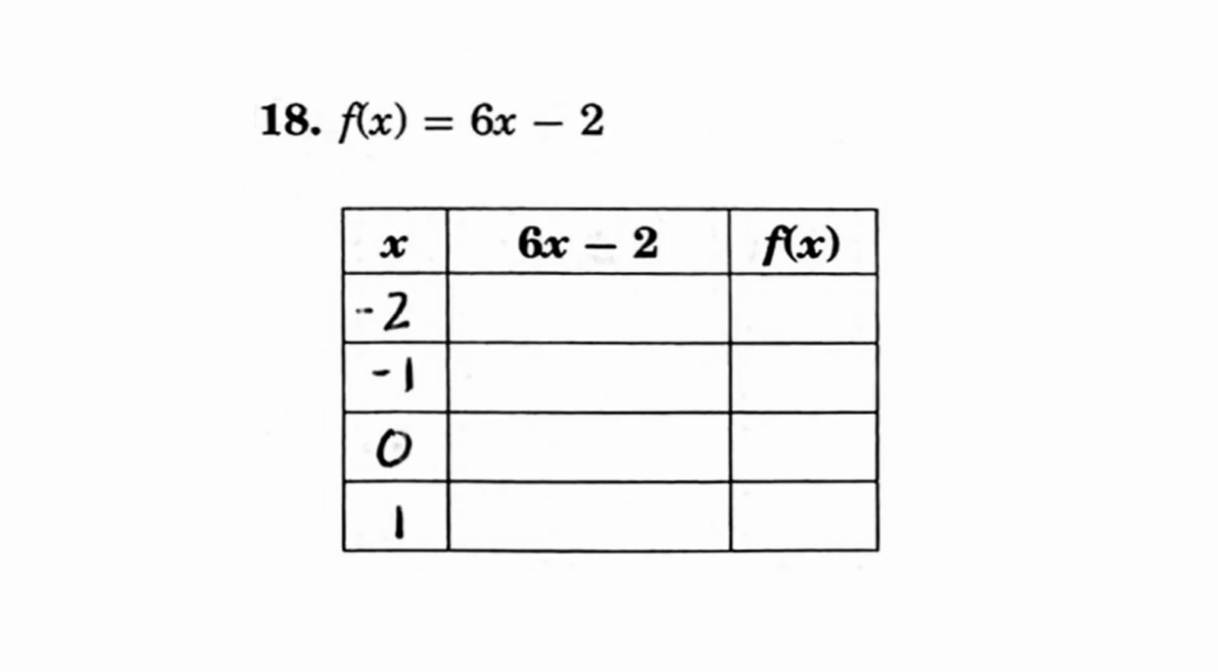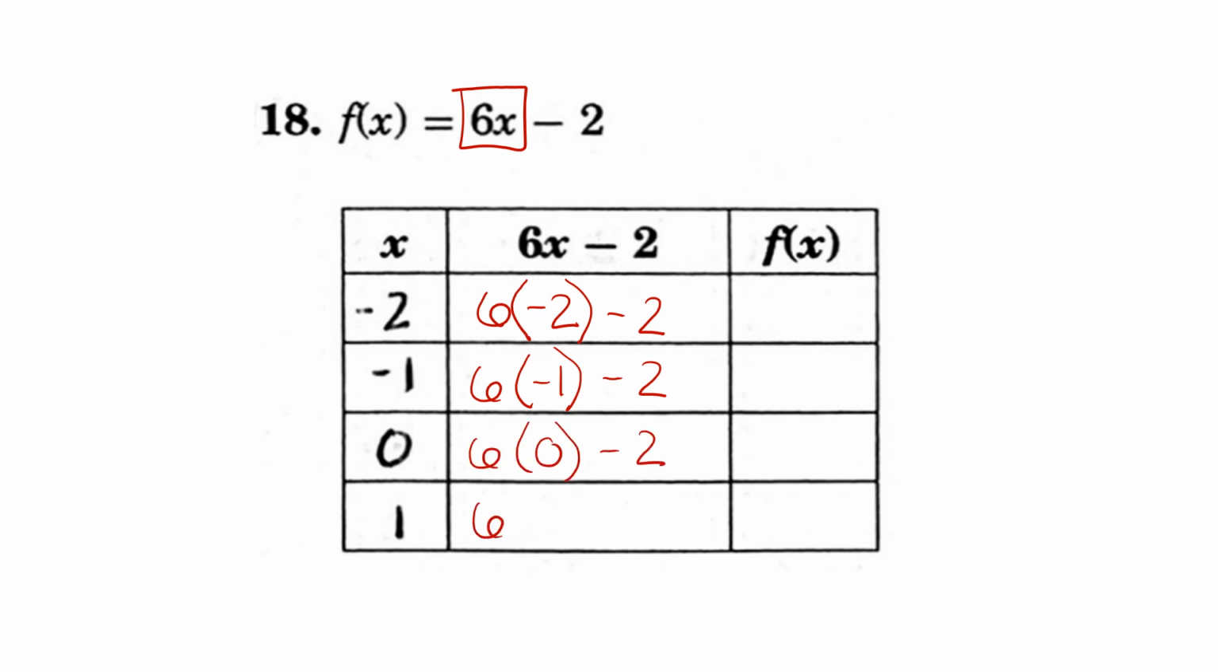For our last problem, we have 6x minus 2. The 6 and the x side by side means multiply. So we multiply our 6 by each of our x values, negative 2, negative 1, 0, and 1. The minus 2 stays at the back of each of our problems.